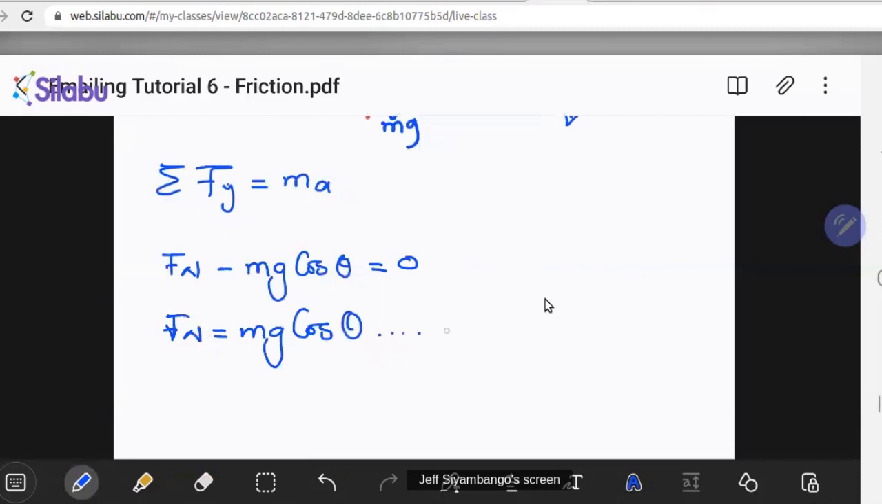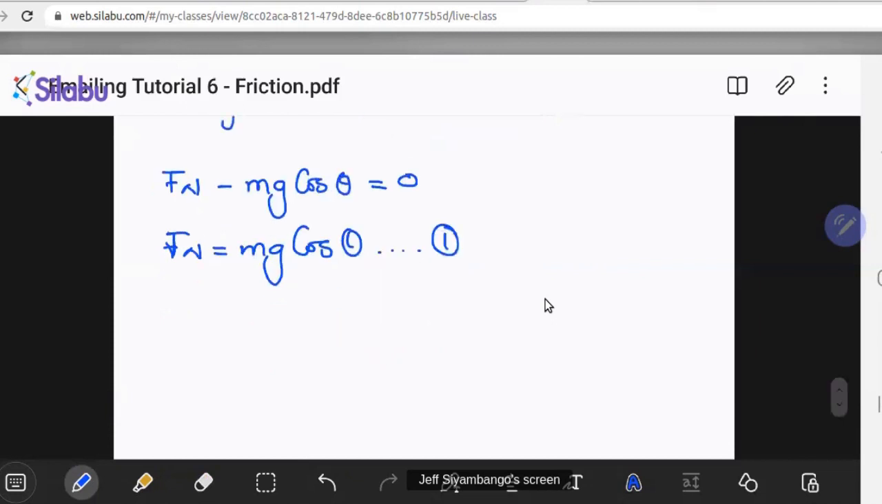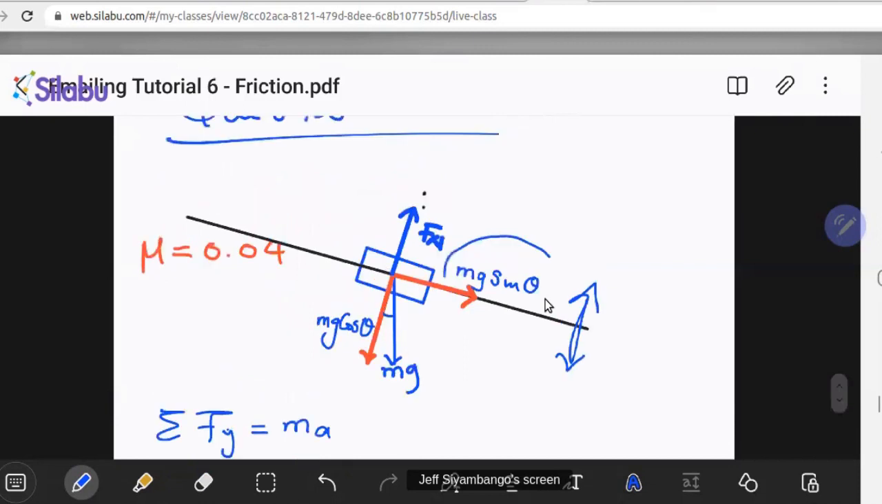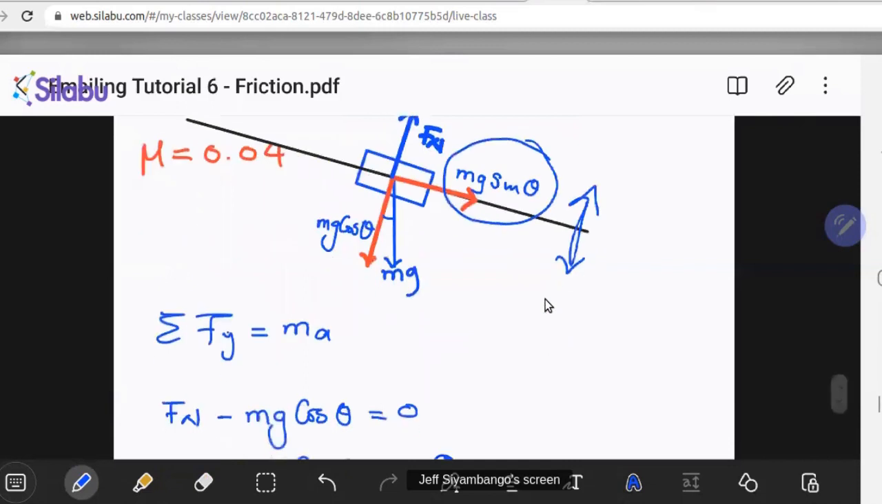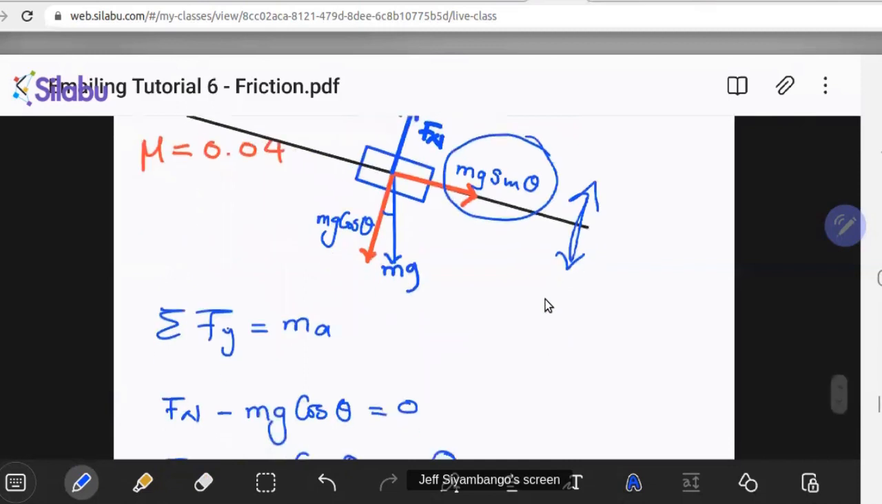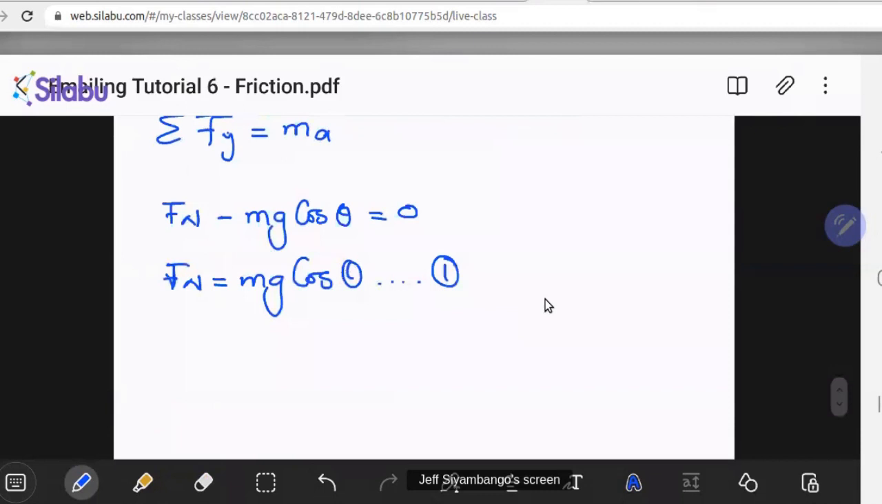This is our normal. The next thing is in the x-axis. In the x-axis, we only have this part. This is the only thing that we have. Okay, so that's the only thing that we have in the x-axis. So we'll see if we will actually need that part.